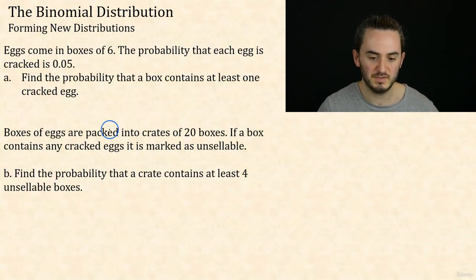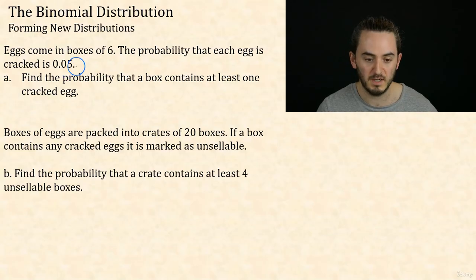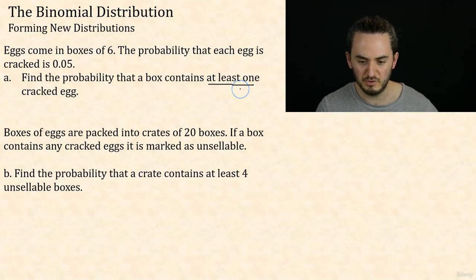Eggs come in boxes of 6. The probability that each egg is cracked is 0.05. Find the probability that a box contains at least one cracked egg. Now this "at least one" is a little bit of an alarm bell. It's a bit of a classic and one that should just pop out at you.